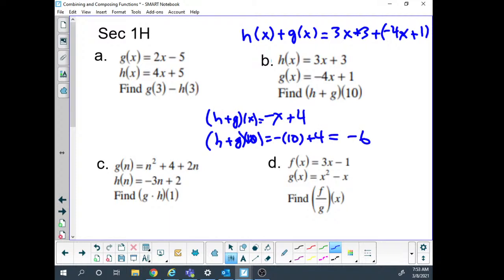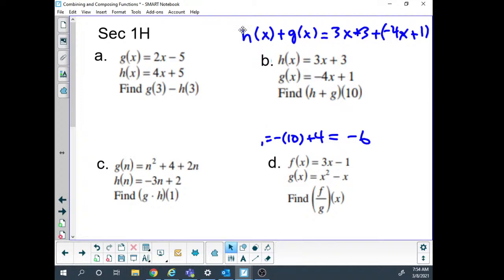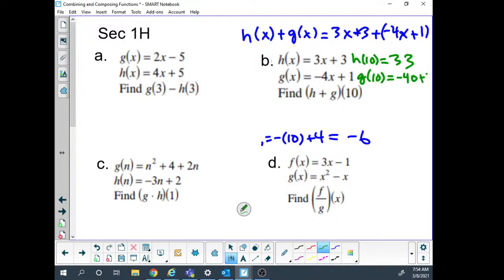Did you get negative 6? Did you do it differently? Yeah. So I looked at h and it was 3x plus 3, so I plugged in 10 for x. I got 30 plus 3, which is 33. And I went to the other one and plugged in 10 for x, and I got negative 40 plus 1, which is negative 39. And then I added those two together, and I got negative 6.